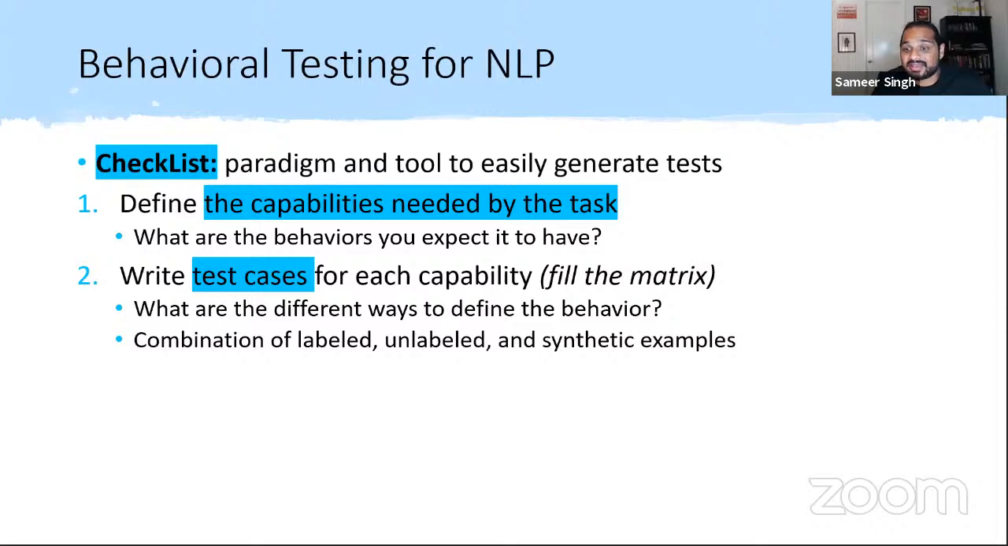Then you should write tests for each of these capabilities. So conceptually, you need to fill the matrix. And the creativity here is in trying to figure out how to test each of these behaviors, how to define these test cases, how to generalize them by templates and things like that. And more specifically, try to use a combination of labeled data, unlabeled data, and synthetic examples in order to do this. And once you have these two steps, all you need to do is take your model and run it through these tests, and you get this report card. And you can take 3 models and compare them, and now you have a fine-grained report card to compare.